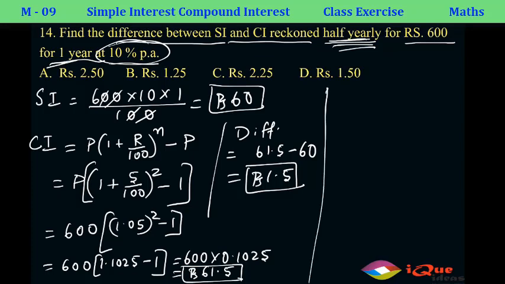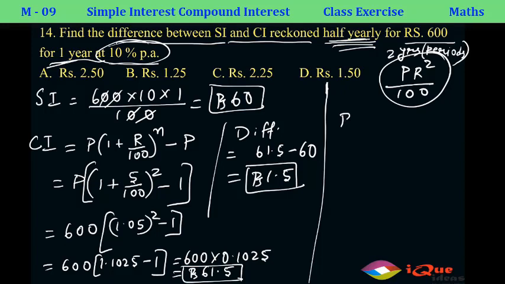But there is another way, as I said earlier. Now, how do we apply that formula of PR square upon 100 square? Remember that this was the formula for 2 years. This can also be applied for 2 periods. Alright, just that R value will be the period rate. Now, here the period is half year. The rate for the year is 10%, so the period rate in this case will be 5%. And in 1 year, there are 2 half-year periods.